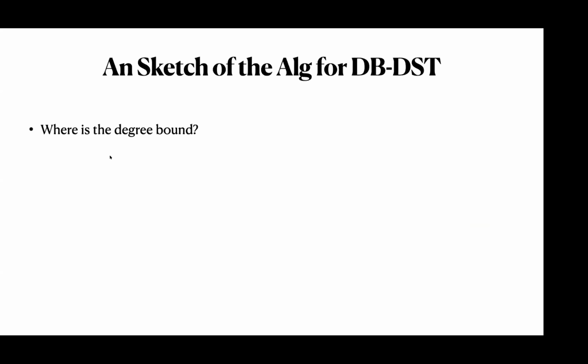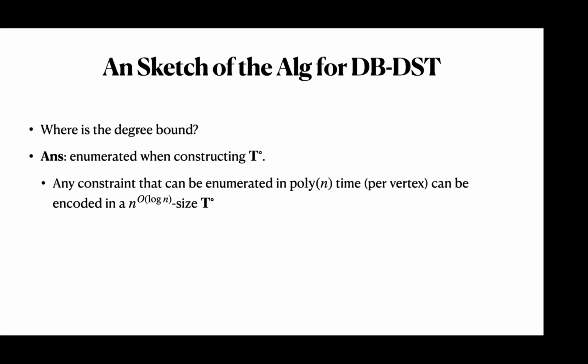You may ask, where is the degree bound? In the algorithm, the degree bound seems to be absent, and it is actually embedded in the tree T-circle. When we construct this large tree T-circle, we enumerate all the degree bounds. This is why I said at the beginning that our algorithm can be generalized to handle other constraints, since any constraint that can be enumerated in poly n time in some per-vertex manner can be encoded in such a tree. And that's all. Thank you.